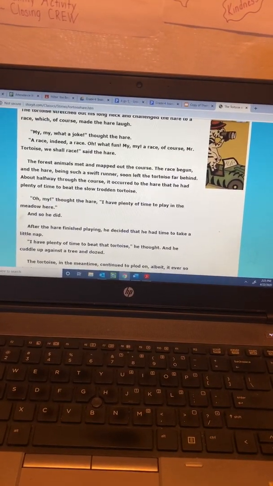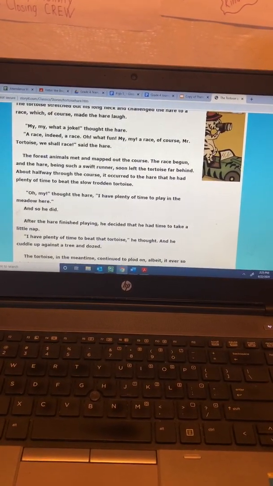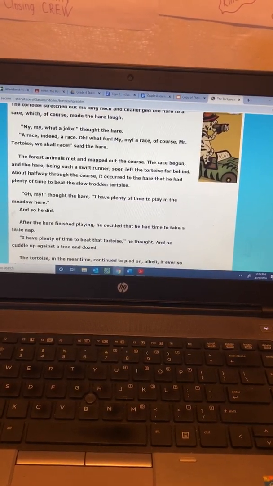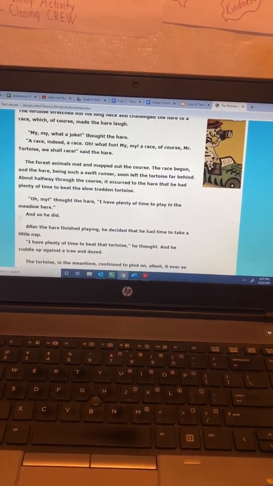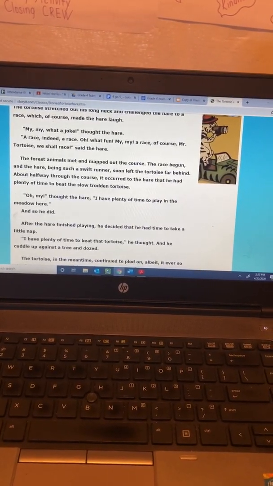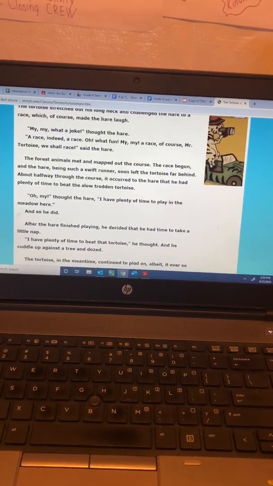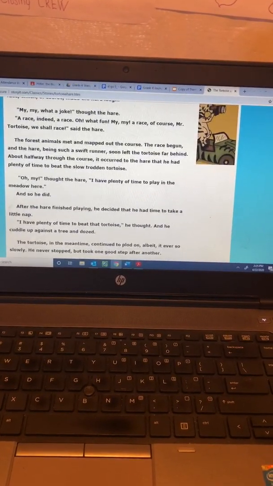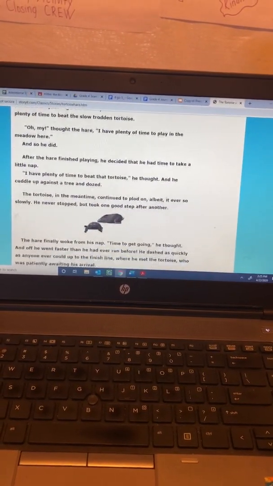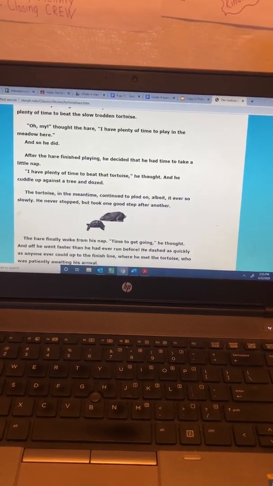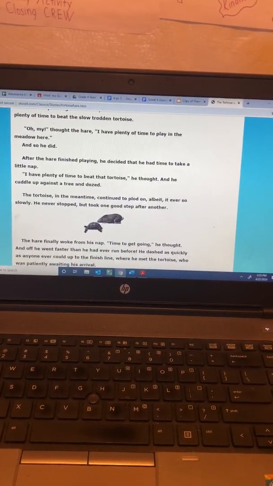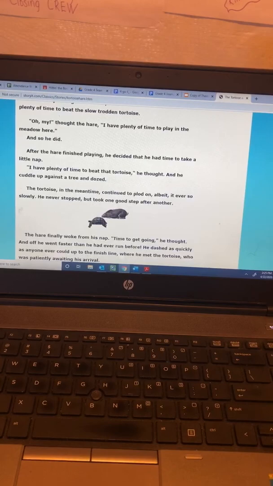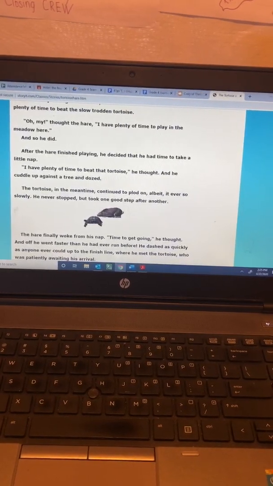The forest animals met and mapped out the course. The race begun, and the hare, being such a swift runner, soon left the tortoise far behind. About halfway through the course, it occurred to the hare that he had plenty of time to beat the slow-trodden tortoise. Oh my, thought the hare, I have plenty of time to play in the meadow here. And so he did. After the hare finished playing, he decided that he had time to take a little nap. I have plenty of time to beat that tortoise, he thought, and he cuddled up against a tree and dozed. The tortoise in the meantime continued to plod on, albeit it ever so slowly.